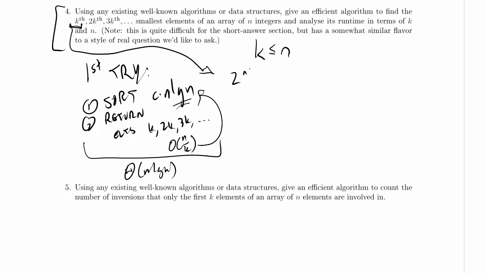Okay, so second try. We're going to try using select. So for i equals 1 to n over k, just as an exercise, let's see, kth, 2kth, 3kth, when does that exceed n? Well, it equals n when i is equal to n over k, because n over k times k is n. But n over k is not necessarily an integer, so do we want to let i go up to the floor of n over k or the ceiling of n over k? The ceiling could be too big, right?